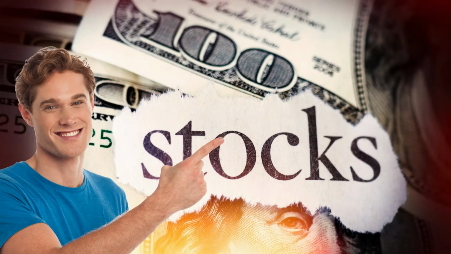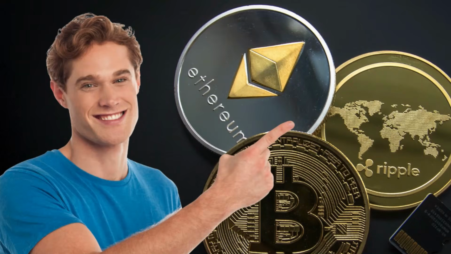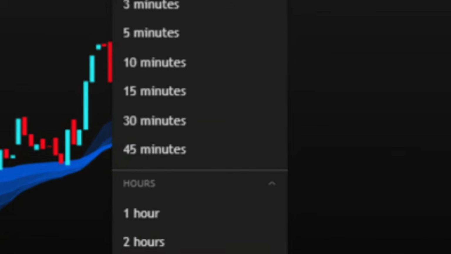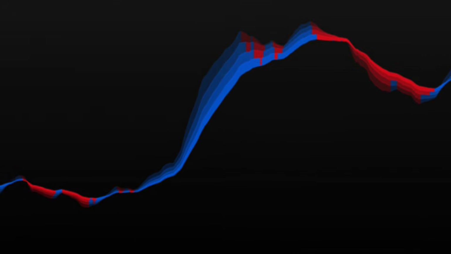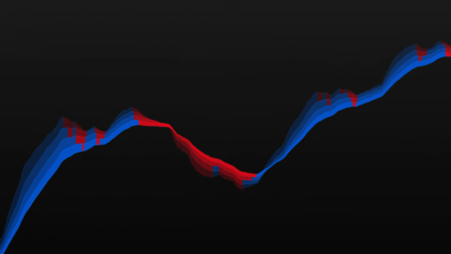And the best part, it works on stocks, Forex, and even crypto market. Also, it does its job accurately across every time frame, from the 1-minute chart all the way to the daily. So yeah, let's not waste any time and dive into this awesome indicator.